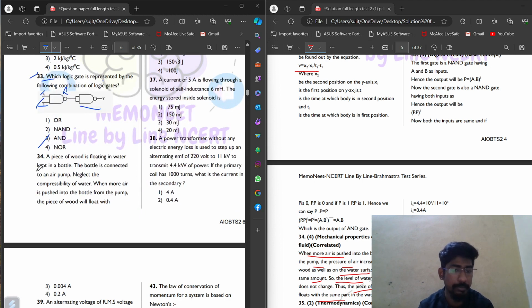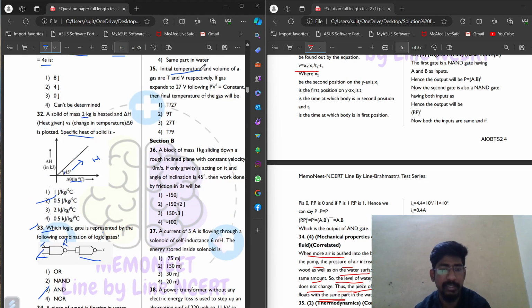As the piece of wood is floating in the water, and first it is said the bottle is connected to an air pump. Neglect the compressibility of the air. When the air is pushed into the bottle from the pump, as the level of water and the wood does not change, therefore the piece of wood will float with the same part of the water, right? So there will be no change. The same part will float, it doesn't change, right? So therefore it will remain constant only.